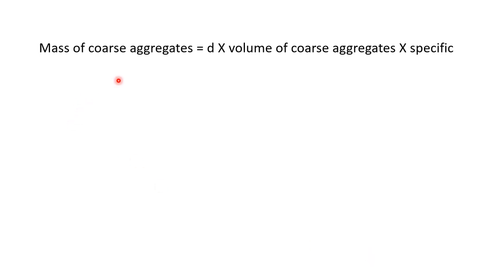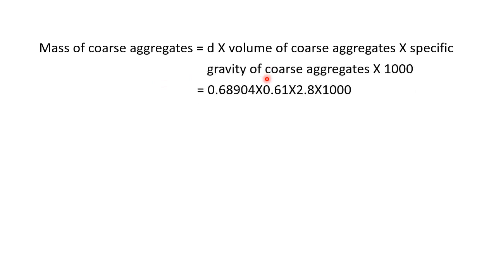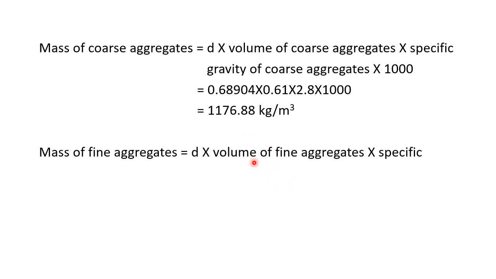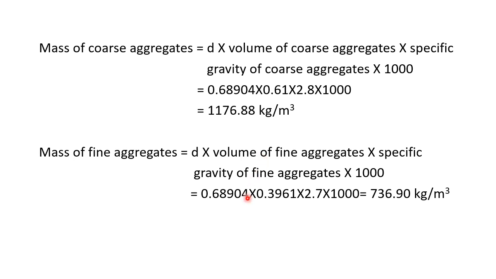Next, we have to determine the mass of the aggregates. Mass of the coarse aggregate is equal to the D value into volume of coarse aggregate into specific gravity of coarse aggregate into 1000. Substituting all the values, we get 1176.88 kg per meter cube. Mass of the fine aggregate is equal to D value into volume of fine aggregate into specific gravity of fine aggregate into 1000. So 0.68904 into 0.39 into 2.7 into 1000. You'll get a value of 736.90 kg.